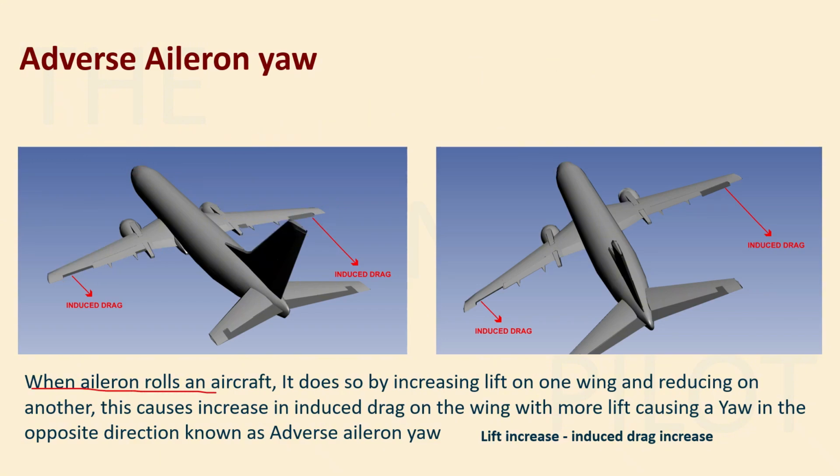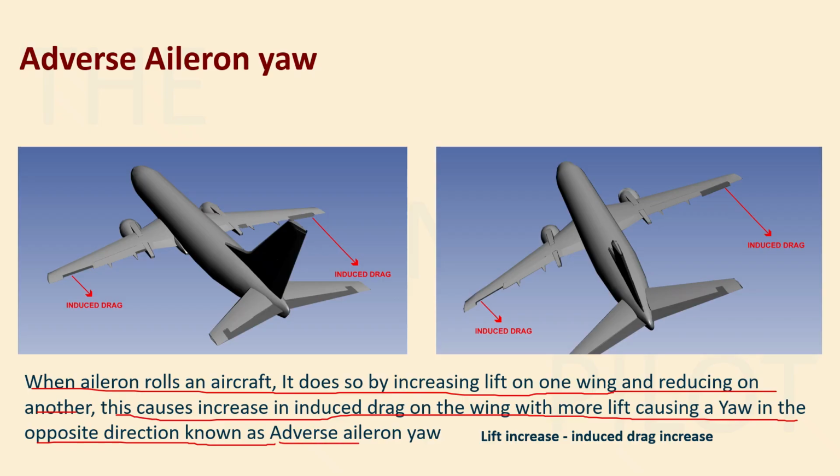So when the ailerons roll the aircraft, it does so by increasing lift on one wing and reducing it on another. This causes an increase in induced drag on the wing with more lift, which causes a yawing movement opposite to the direction of roll, known as adverse aileron yaw. So now you know what adverse aileron yaw is and how do we avoid it.